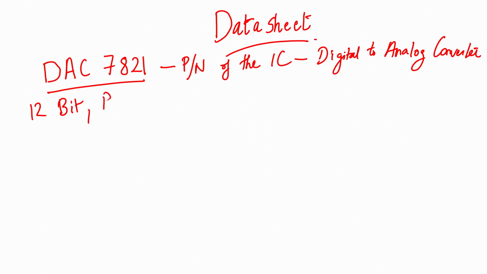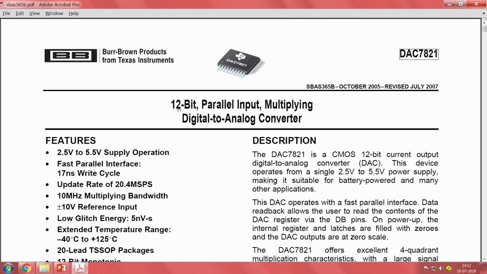So, it is parallel input and multiplying type DAC. There are different types of DACs which you have seen and you will be seeing in the course, and this is a multiplying digital to analog converter. In the data sheet also we will see how they have explained it. So, this is a 12-bit parallel input multiplying digital to analog converter.